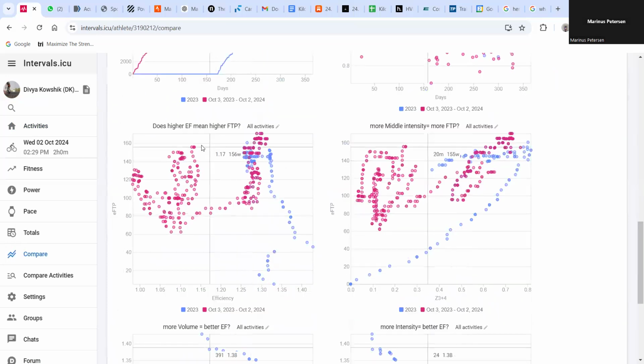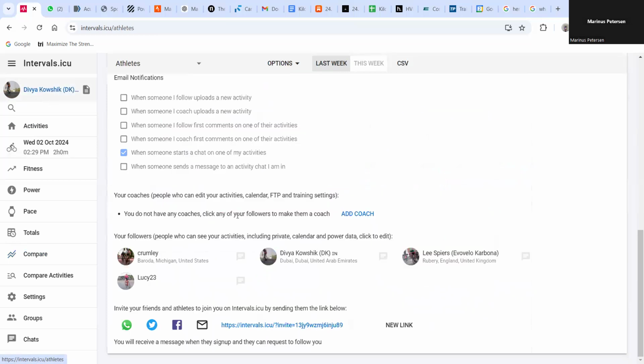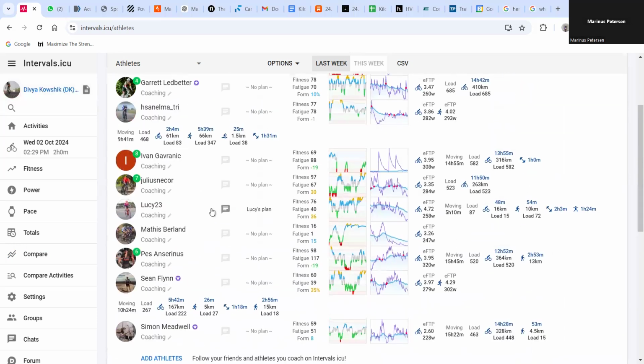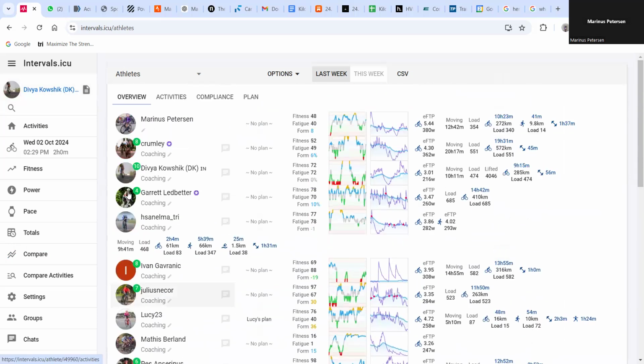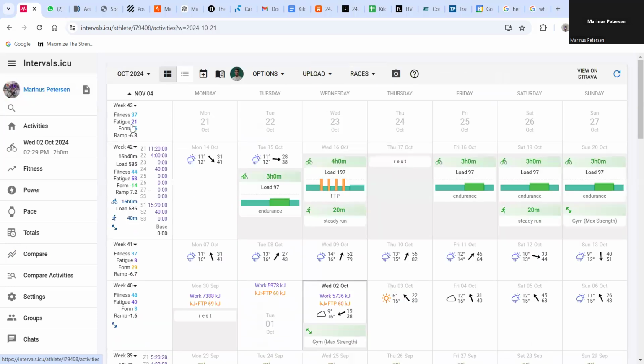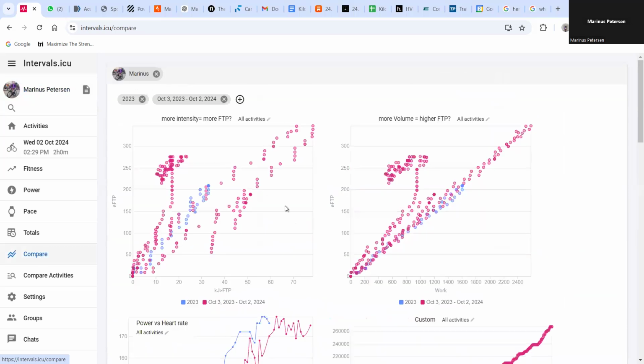Does higher EF mean higher FTP? Not really. So I'll try and not go through everyone so much now, just using some fewer examples to illustrate the point. But then I start looking at, does more volume increase your FTP versus does more intensity increase your FTP?